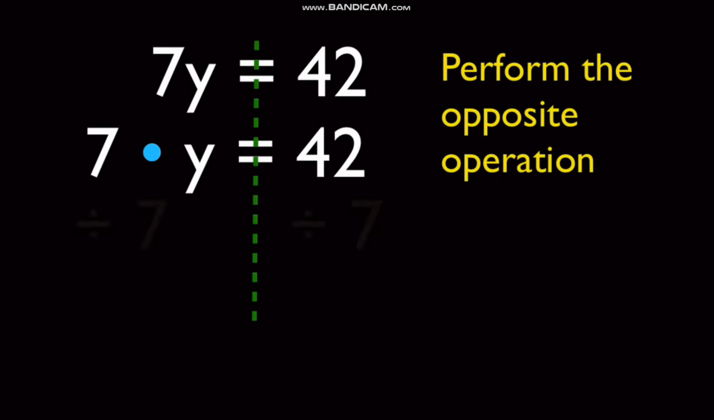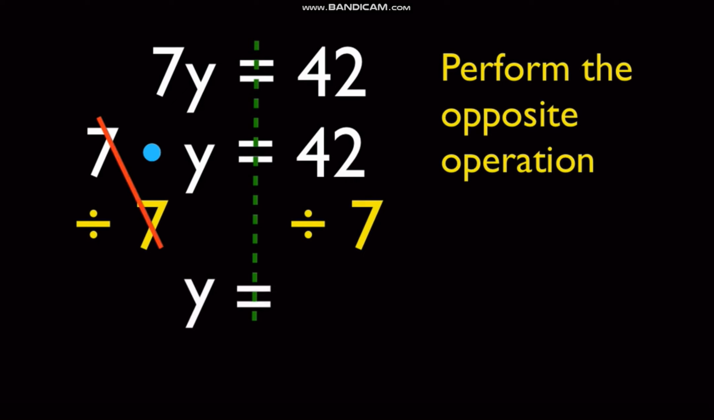Okay, moving on to the next example. We're going to go ahead and take 7y equals 42. What I want you to remember is that really means 7 times y. A lot of times people forget that that's a multiplication problem. So when we identify it, we're doing the opposite of that multiplication, which is division. 7 divided by 7 equals 1. So we're left with just that one y left over.